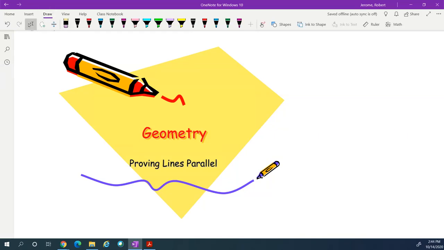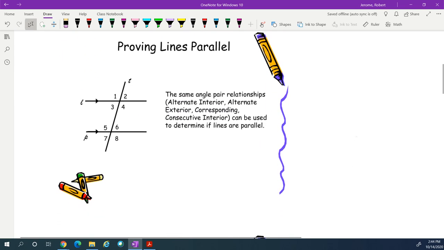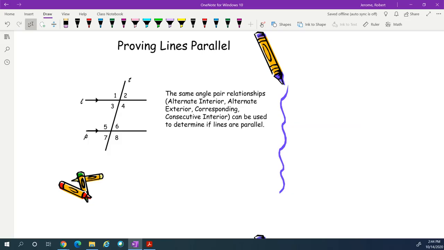Okay, so today we're talking about how to prove that lines are parallel. And there's a few different ways to go about this. Today we're going to focus on using our knowledge about our angle pair relationships in order to prove that the lines are parallel. So we're going to use the same thing that we already know, right?